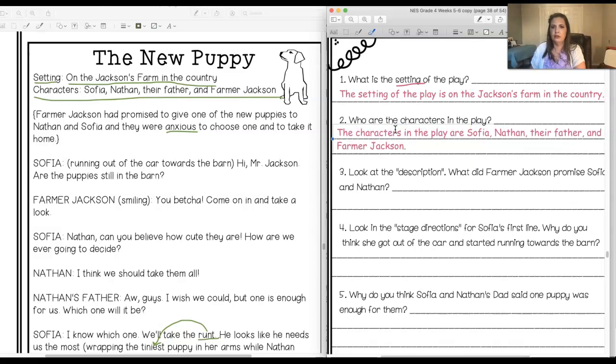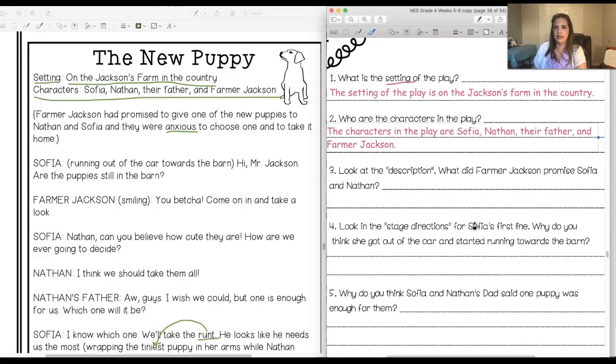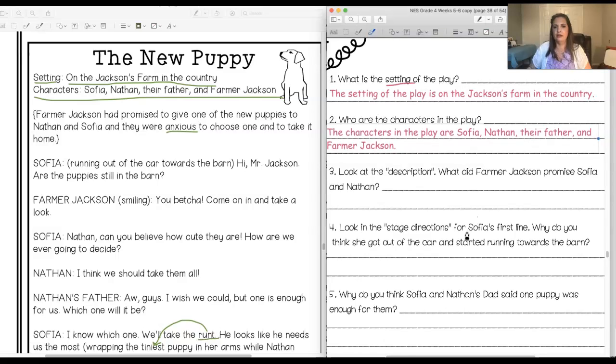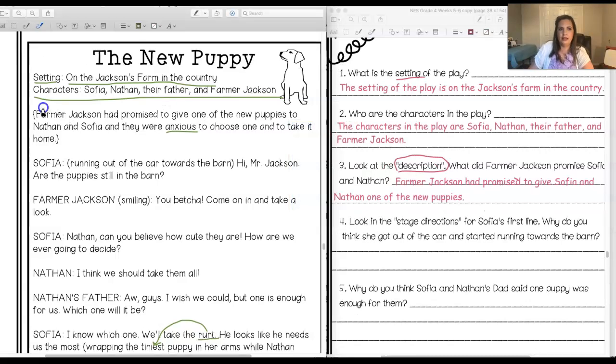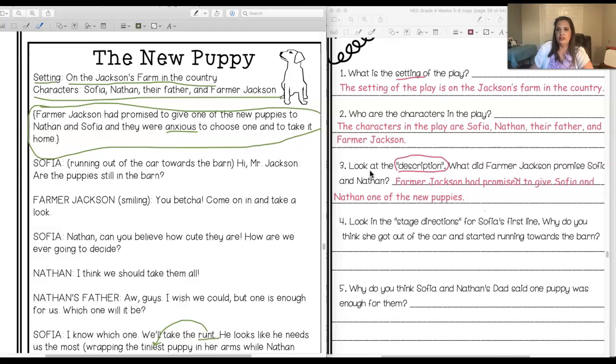Question 3, look at the description. What did Farmer Jackson promise Sophia and Nathan? Push pause, find where you see the description, and when you found it, go ahead and write it in a sentence. Okay, right here was the description, the part that was in the brackets. So, what did Farmer Jackson promise Sophia and Nathan? Farmer Jackson had promised to give one of the new puppies to Nathan and Sophia. So I just used the question to write my answer. Farmer Jackson had promised to give Sophia and Nathan one of the new puppies.